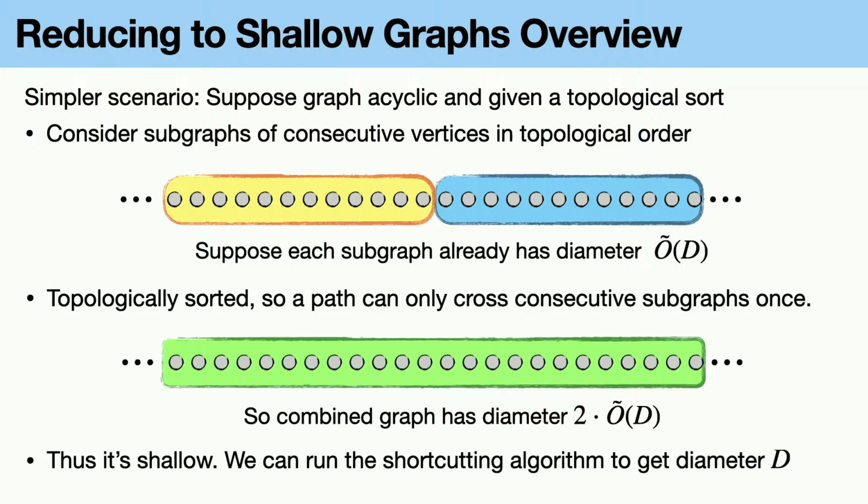This is shallow. If we look at any path in this combined graph, if it's fully contained in one of those two things, it's already short. If it crosses those two things, it can only cross once because we have a topological sort. So it can only be twice as long as our inputs. So this is still shallow. So we can now run our shortcutting algorithm that works for shallow graphs, and we can make the diameter of this green graph at most d. And you can just keep doing this merging, log n rounds of sort of doubling this way, and you've managed to apply the shallow graph algorithm to work in general.